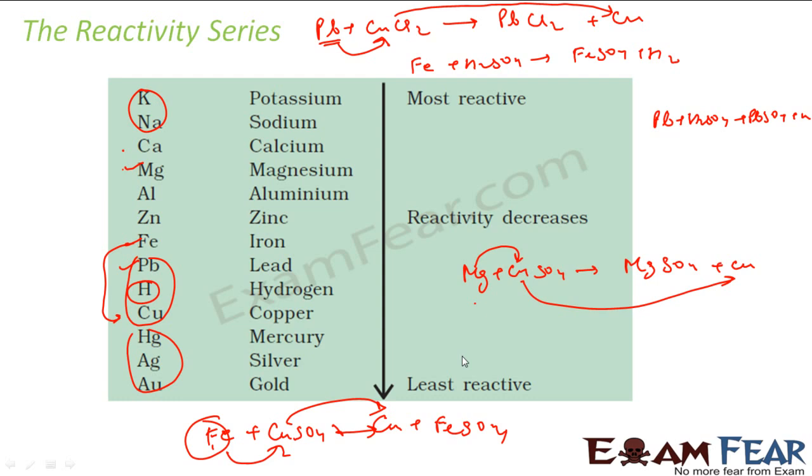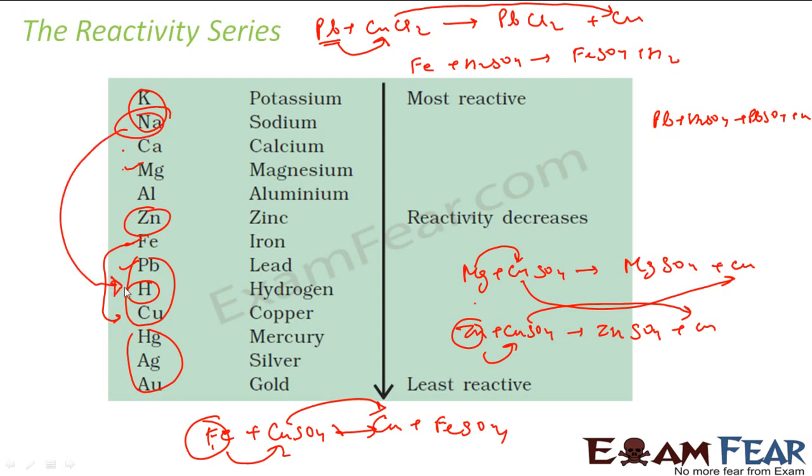Correct? So with these kinds of things you can easily find. Example, zinc and copper. If you want to find whether zinc is stronger than copper or not, you take zinc and you take copper sulfate solution. Again, what you will get is zinc sulfate and you get copper. So here also, zinc has kicked out copper and copper is out. That means zinc is stronger than copper. So let's suppose you take sodium and hydrogen. Hydrogen is not a metal, but we have put this in this.